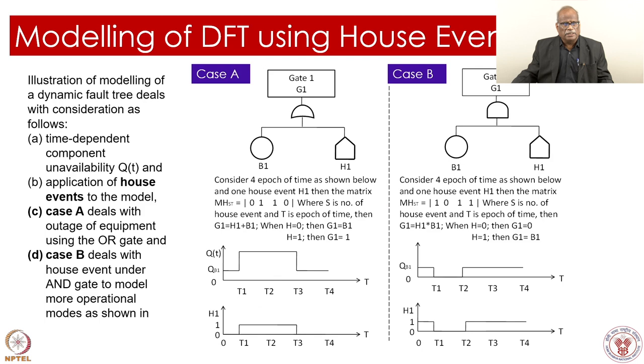Now, application of the house event to the model. Here we have not considered any other dynamic event, we have considered the house event only. Case B deals with the house event with an AND gate. So case A is with the OR gate and case B with the AND gate. And we see that a matrix is formed. If you look at the epochs of time, it is 0, 1, 1, 0 for OR, and for the AND gate it is 1, 0, 1, 1. Finally, G1 is equal to H1 times B1 for the AND gate, and G1 equals H1 plus B1 for the OR gate, addition and multiplication as we all know. And these are the conditions given for house event H0 and H1: for H0, G1 is equal to 0, and for H1, G1 is equal to B1.